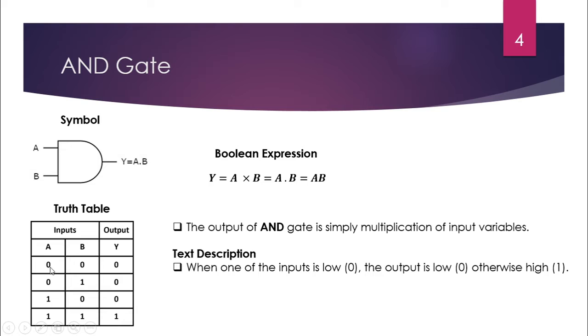These are the two inputs 0 0, 0 1, 1 0, 1 1, and here is the output 0 0 0 1. The text description for AND gate is when one of the input is low, the output is low, otherwise output is high. From this truth table we can see if one of the input is low, output is low, otherwise high.